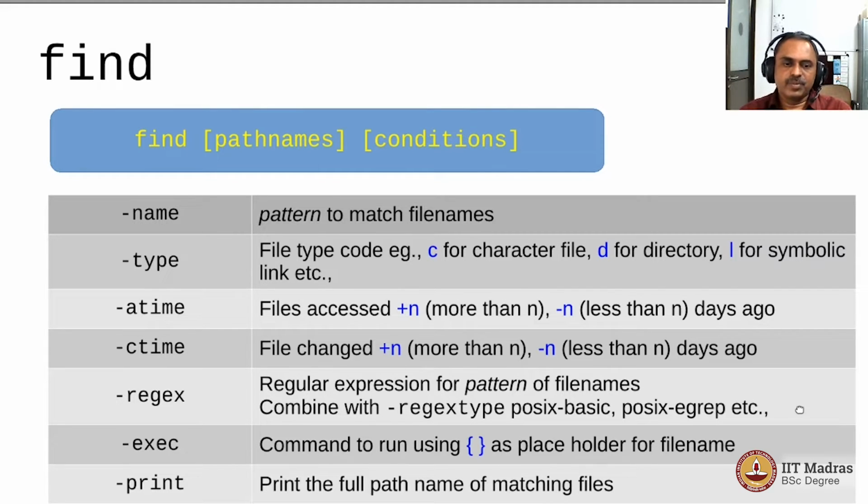Minus exec is an extremely useful condition where you can follow it up with a command, and in the command you could use the two braces as the placeholder for the file name which has been searched by the find command. Minus print is a condition where there is no value that is applied after that, and what it does is just merely to print the file name which has matched the pattern that you were searching for.